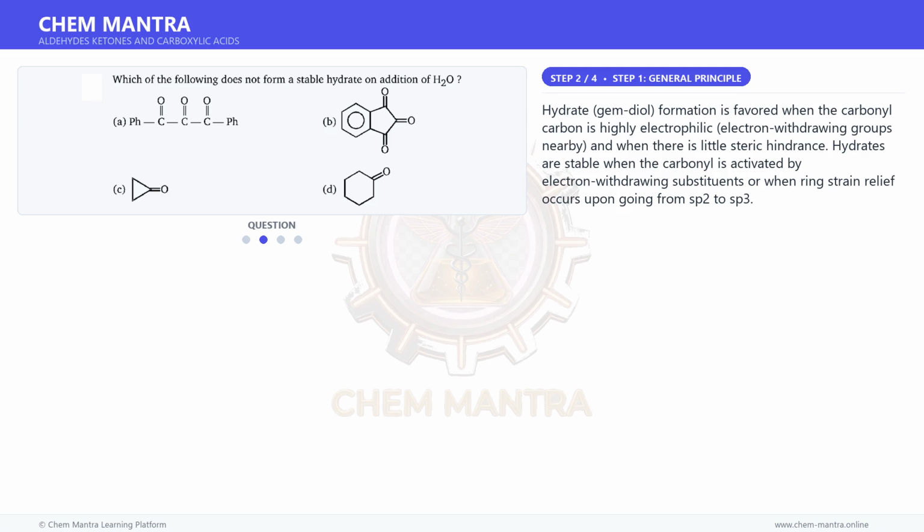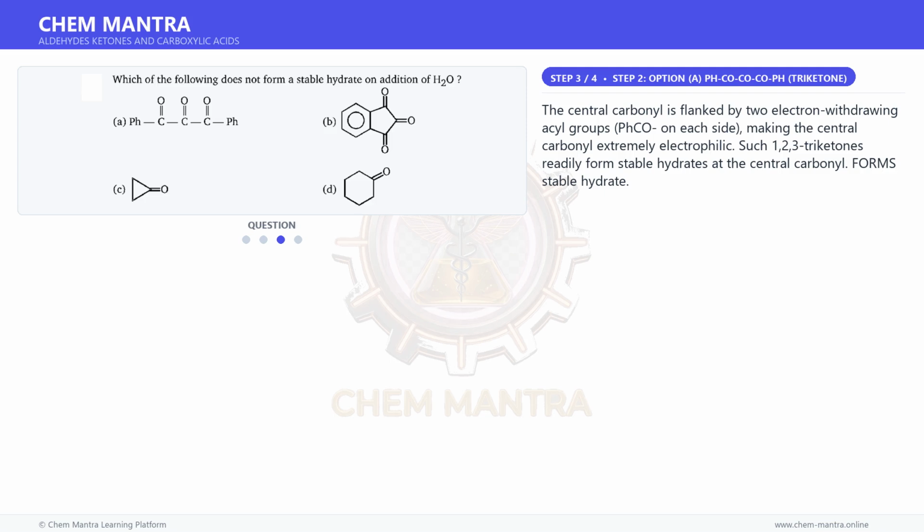Moving on to the next step. Hydrate, gem-diol, formation is favored when the carbonyl carbon is highly electrophilic, with electron-withdrawing groups nearby, and when there is little steric hindrance. Hydrates are stable when the carbonyl is activated by electron-withdrawing substituents or when ring strain relief occurs upon going from sp2 to sp3.